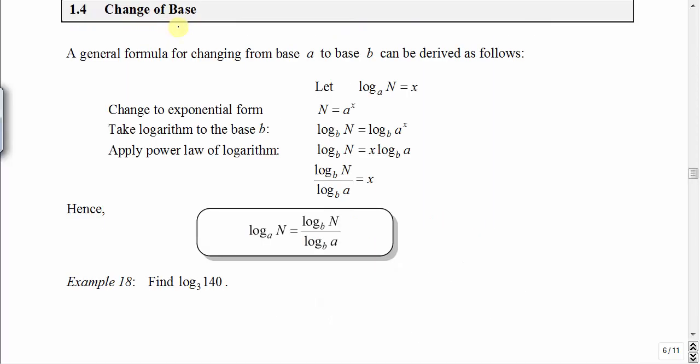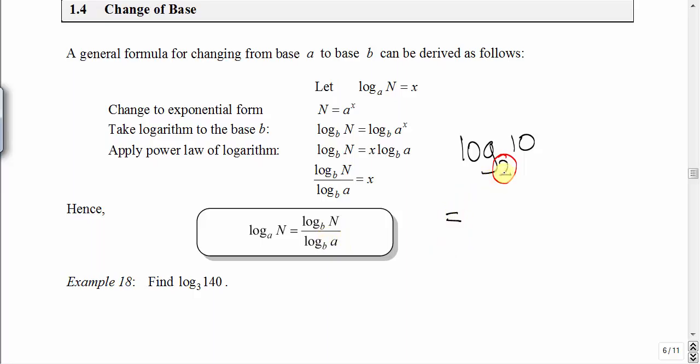We often need to change the base of a logarithm. For example, let's say we want to find out the value of log 10 with the base of 2. Our calculator will only help us to calculate the value of the logarithm if this base here is 10. So if we want to find out the value of this expression here, we have to change the base here to 10. Then we can use the calculator to help us to find the value. So how do we change to the base of 10? We're applying this formula.